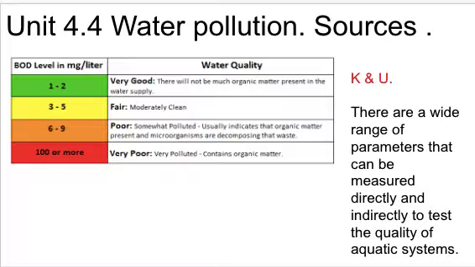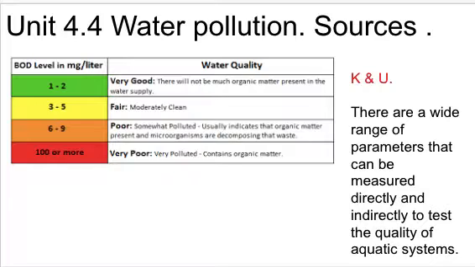I think I've got the order of my slides a little bit mixed up there. Sorry about that, guys. So when we're looking at biological oxygen demand, you can see that if the biological oxygen demand is between 1 and 2 milligrams per litre, the water quality is considered very, very good. If it's 100 or above, it's considered very, very poor.